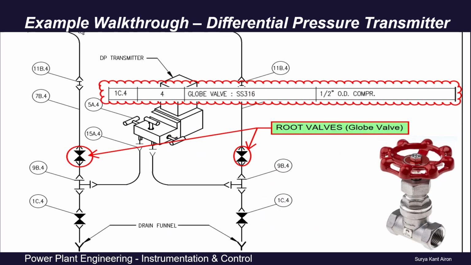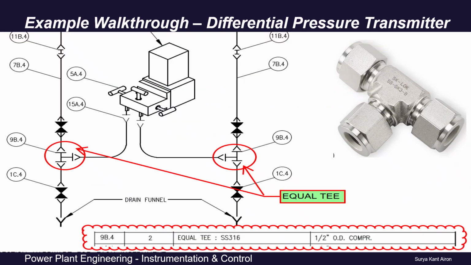Next in line are root valves. Basically, these root valves are globe valves. The main purpose is to isolate the instrument from the main process line for draining and flushing the instrument, basically for instrument maintenance purposes.